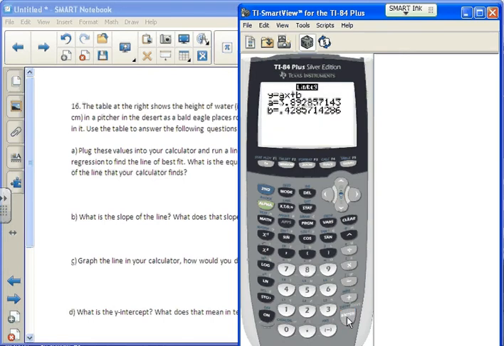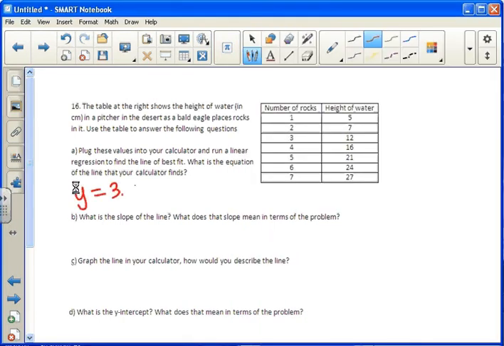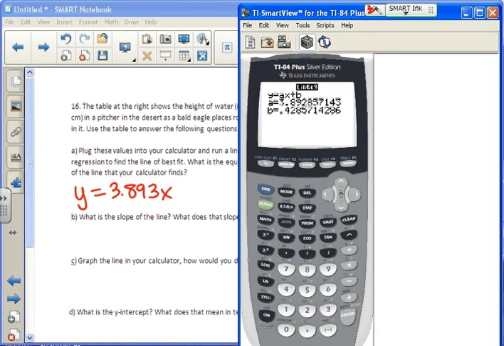So there it is. y equals, and we'll go to 3 decimal places, 3.893x plus 0.429.